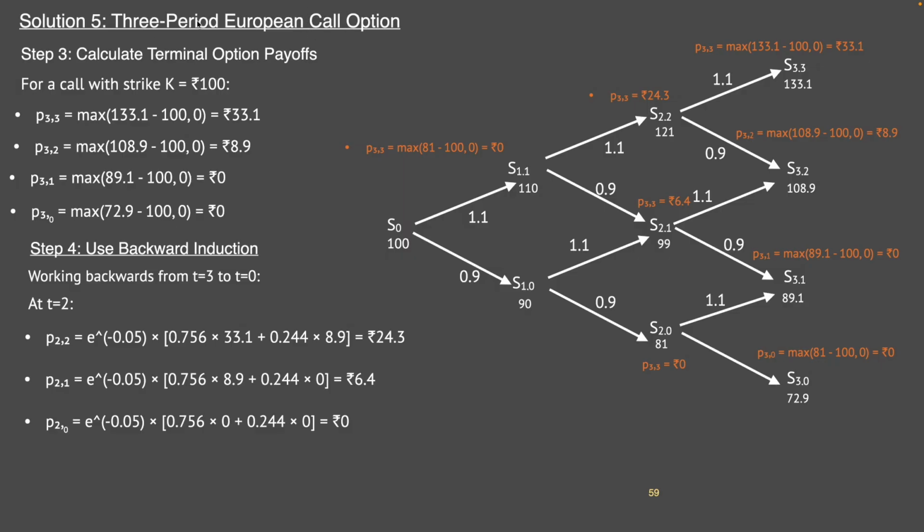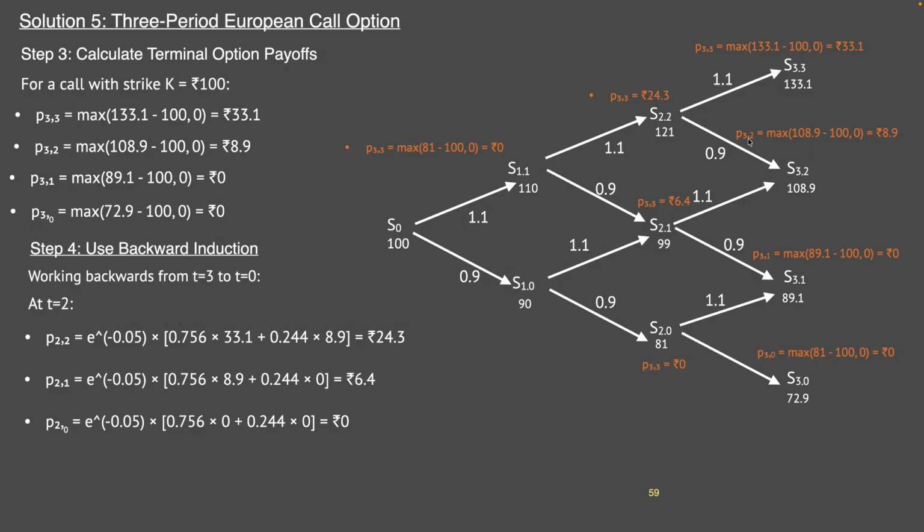So since it is a call option, what will be the formula? Max of S33 minus K, where K is the strike price, that is 133.1 minus 100. So the value of the option at S33, when the stock price is 133.1, is 33.1 rupees.